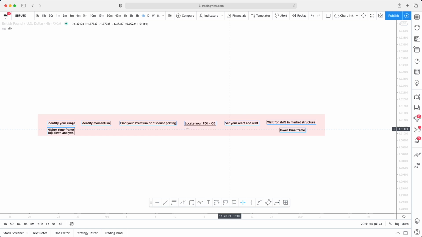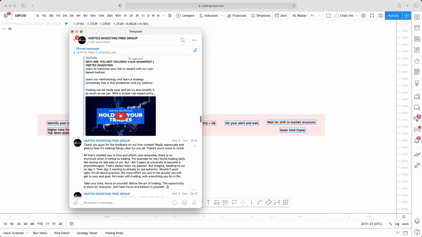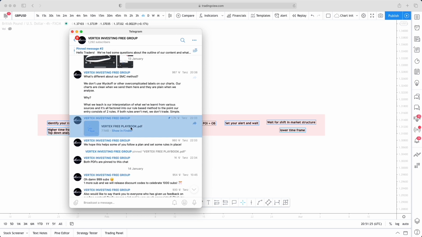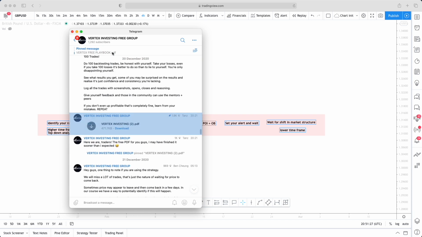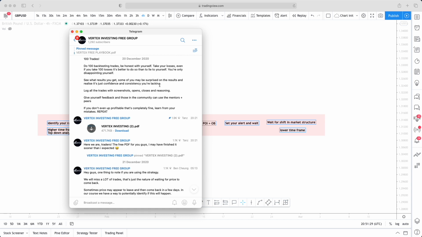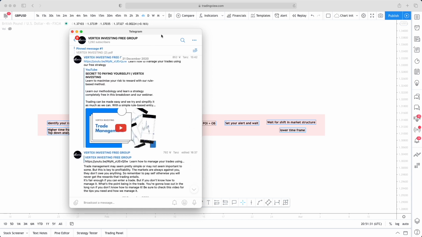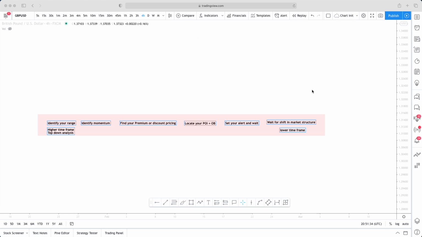I'll show you, there's loads of content up here. Let me get the free group up. Our playbook, that's one, that's two. You can go through our playbook as well. It's a simple PDF where you can follow a step-by-step guide, but this is all you need. So screenshot this, print it somewhere if you want, but this is all that you need.